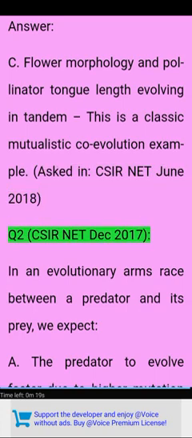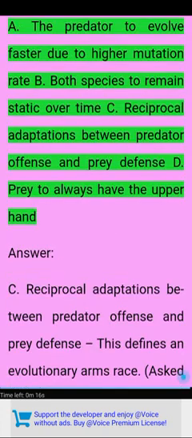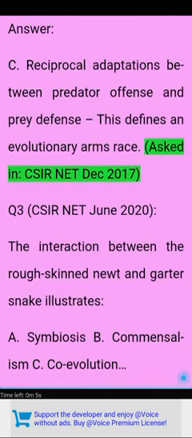Q2, CSIR NET December 2017. In an evolutionary arms race between a predator and its prey, we expect A. the predator to evolve faster due to higher mutation rate. B. Both species to remain static over time. C. Reciprocal adaptations between predator offense and prey defense. D. Prey to always have the upper hand. Answer: C. Reciprocal adaptations between predator offense and prey defense. This defines an evolutionary arms race. Asked in CSIR NET December 2017.